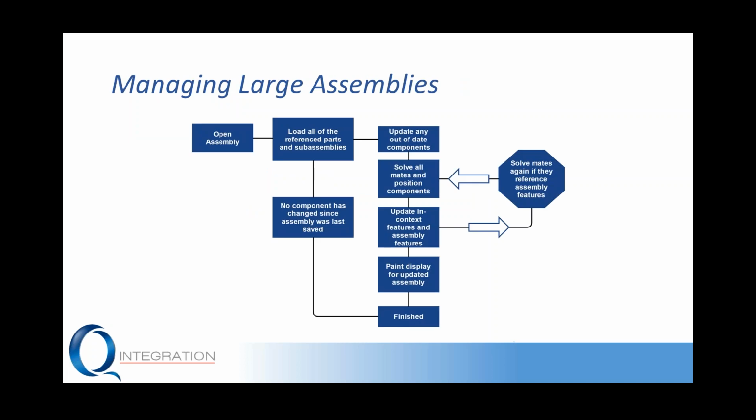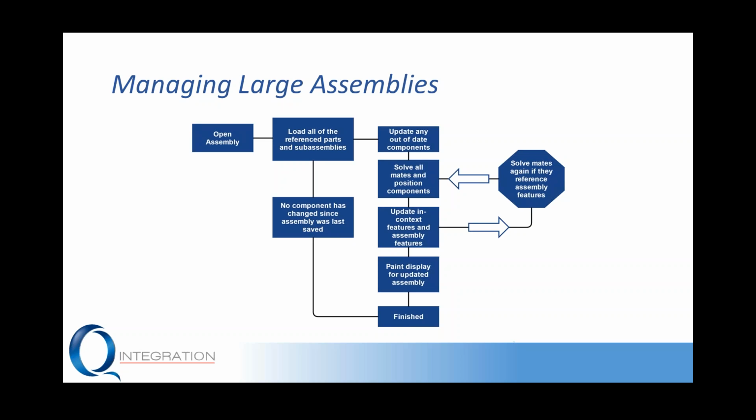Before we get into that though, I want to bring up this flow chart for opening an assembly. We just want to take a look at the different steps that our assembly has to go through as we load this. First we open the assembly, we load all the reference parts and sub-assemblies, and then if there's no components that have changed since the assembly was last saved, we're finished. However, if we have any changes, we need to update any of the out-of-date components. We have to go through and solve all the mates and position those components.